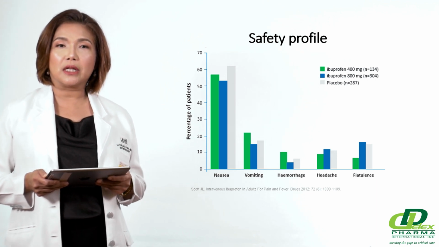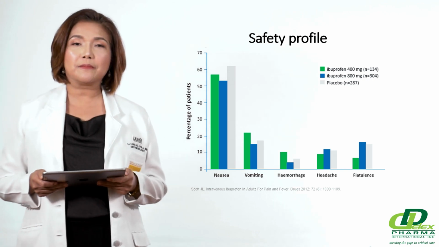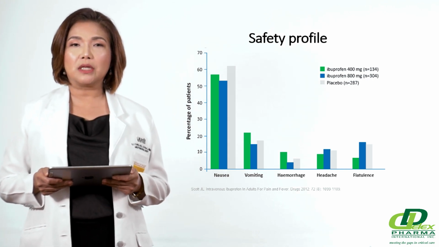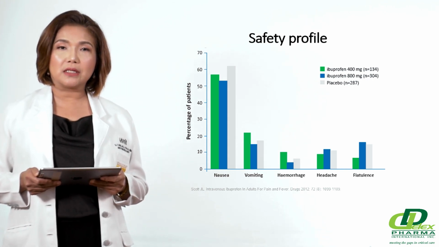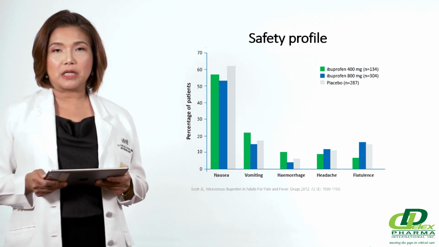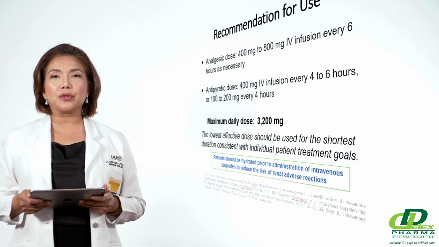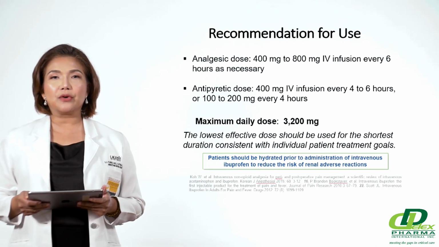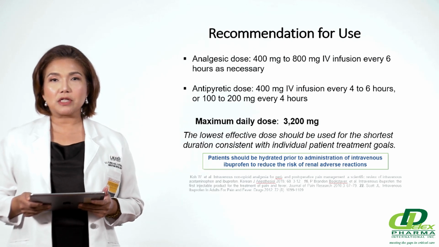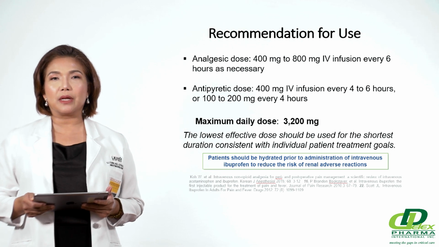Overall, the most common treatment emergent adverse events occurring in at least 10% of patients during intravenous ibuprofen treatment in analgesia clinical trials were nausea, flatulence, hemorrhage, vomiting, and headache, with dizziness and urinary retention occurring in at least 5% of patients. The recommended analgesic dose is 400 milligrams to 800 milligrams IV infusion every 6 hours with a maximum daily dose of 3,200 milligrams.